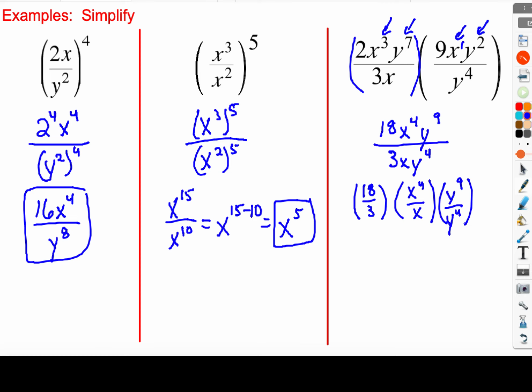So 18 divided by 3, well, no, those are just numbers, so don't get too overzealous here. I know in the middle where we're saying x to the 4th over x, well, that means we take x and we subtract the exponents, right? 4 minus 1 would be 3. But remember, 18 divided by 3 is just 18 divided by 3. This isn't an exponent question. 18 divided by 3 is just 6. We just divide the numbers.